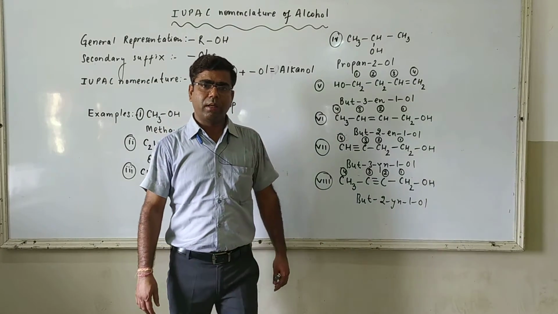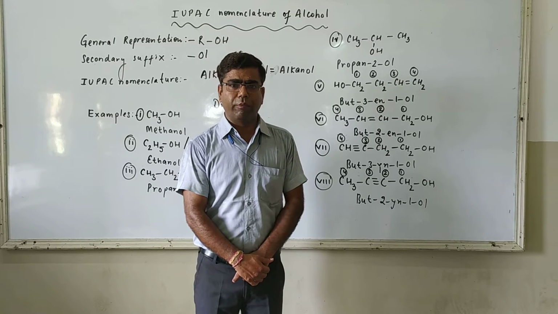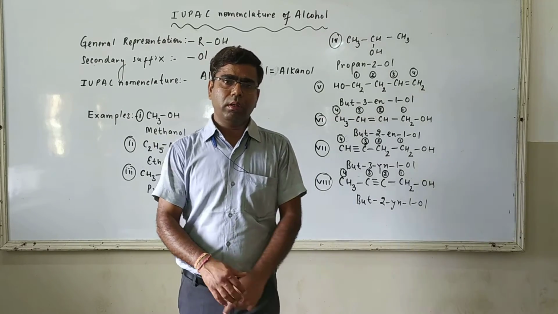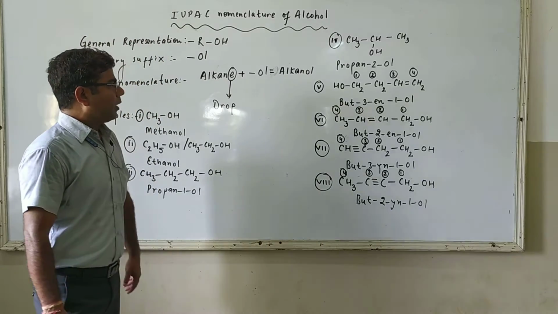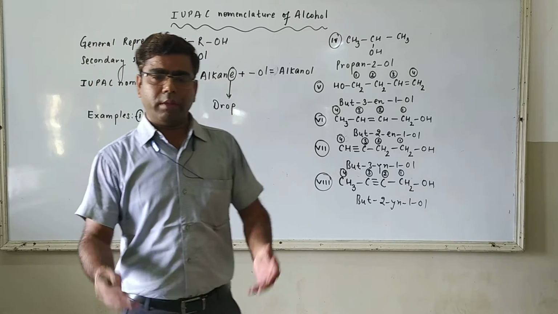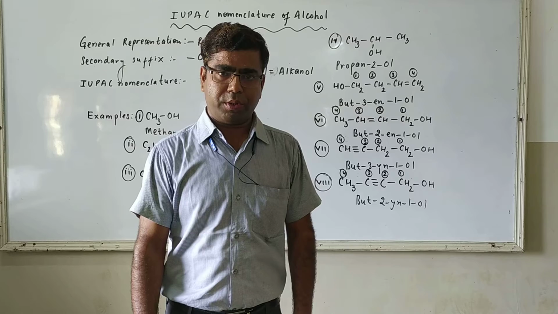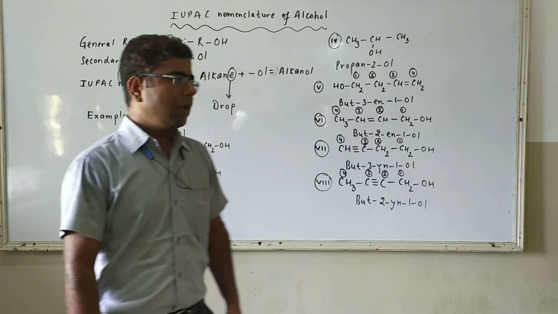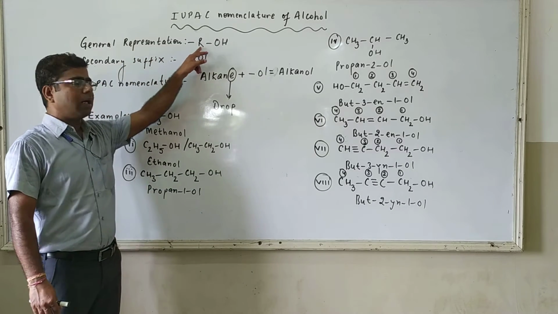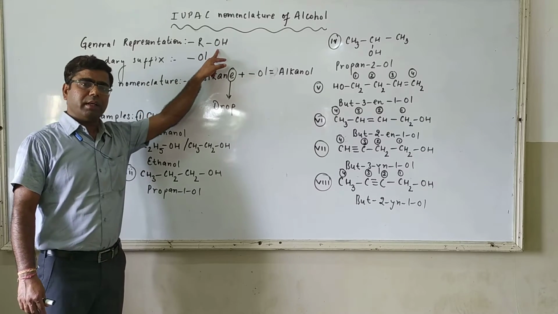Good morning, dear students. Today we will start with the IUPAC nomenclature of the organic compounds which contain functional groups. Here, the first functional group is alcohol. You know it very well that the representation for the alcohol group is OH. So we can say that alcohol compounds can be represented as ROH, where the OH group is the functional group.